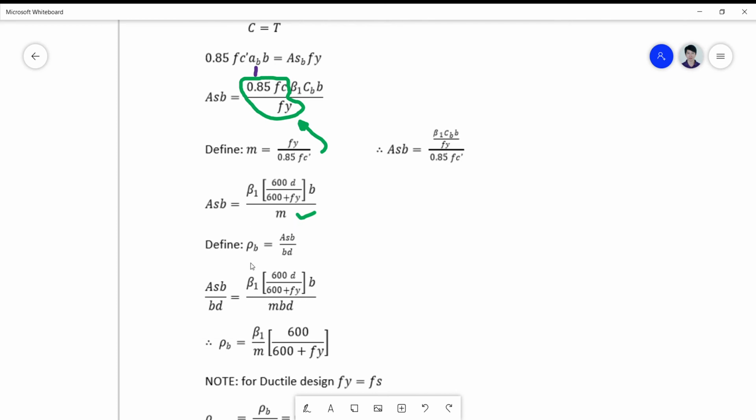So this is now your Asb, and we define rho balance is equal to Asb over bd. So we divide this by bd, and the d cancels, the b cancels, and this becomes rho balance equals beta 1 over m times 600 over 600 plus Fy. This is what you call the balance steel ratio.